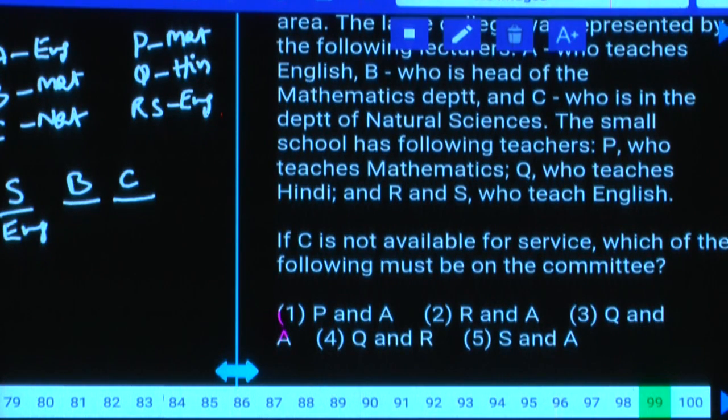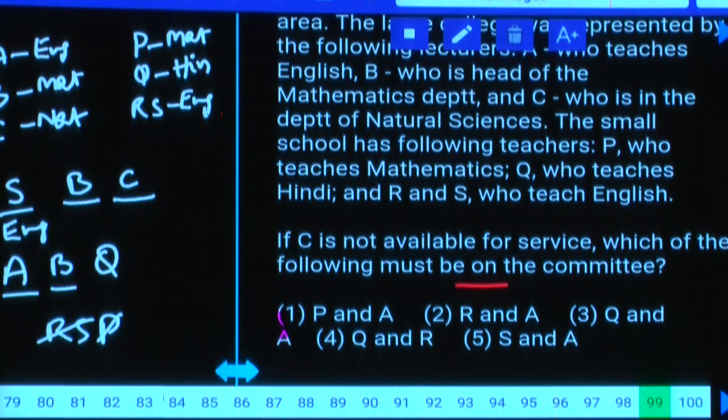Then 99, if C is not available for service, tell me then who are the two persons? A and B. If A and B are there, then which of the following must be in that committee? As A is there, R and S cannot be there in that committee. As B is there, P must not be in that committee. Hence R, S, P cannot be here. Then who is the other person? Q must be here. If C is not available for service, then P and A, R and A, and Q and A must be there in that committee. Choice 3 is the answer. Done with this? Now this is about 99.